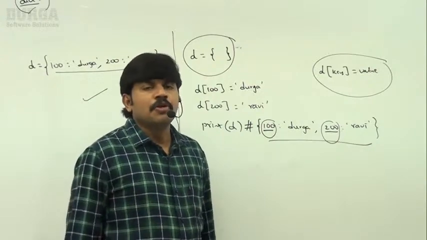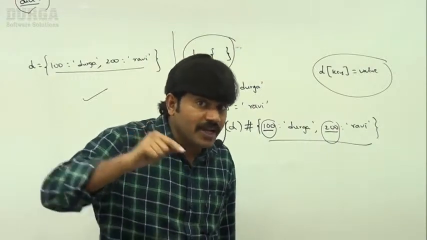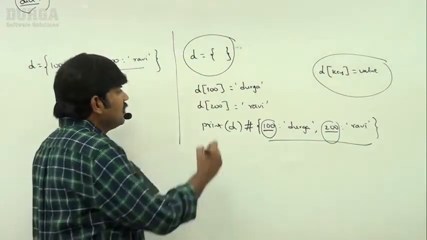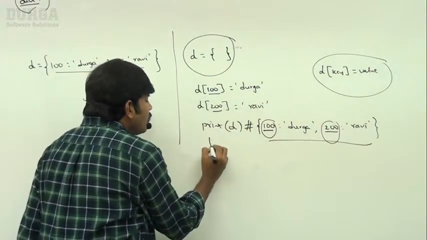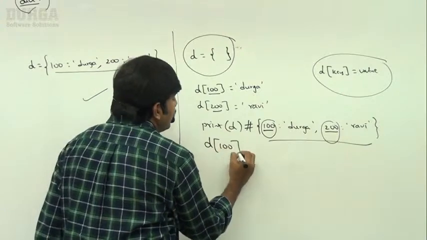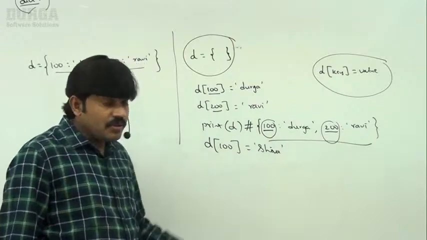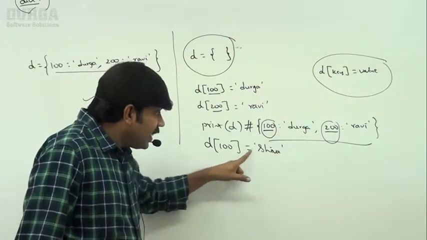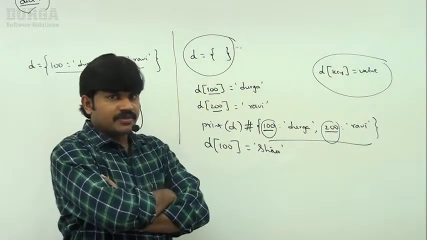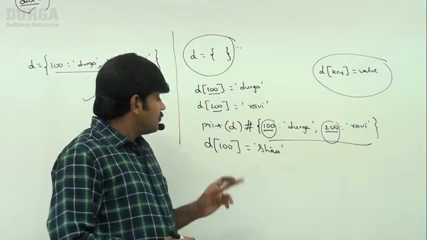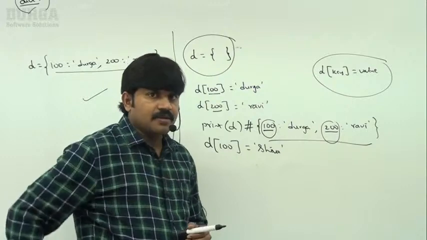Then if I try to insert one key value pair with a duplicate key, what will happen? Observe that keys 100 and 200 are already available. Now d[100] = 'Shiva', I am trying to take. If I take d[100] = 'Shiva', what will happen? Respond, friends. Duplicate keys are not allowed, so will I get an error or not?